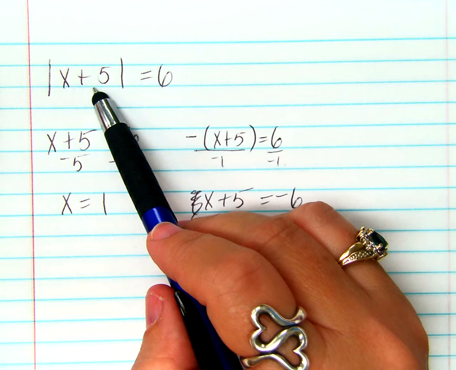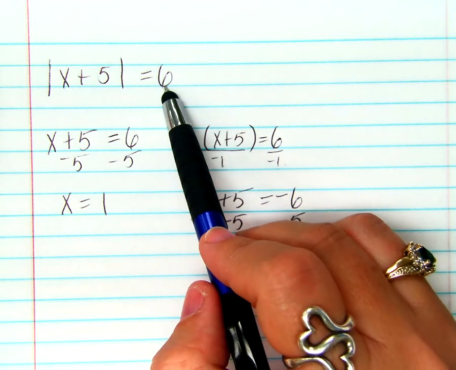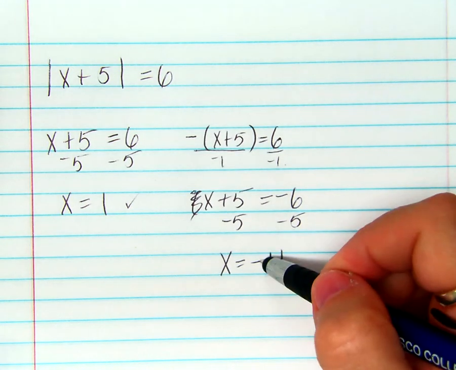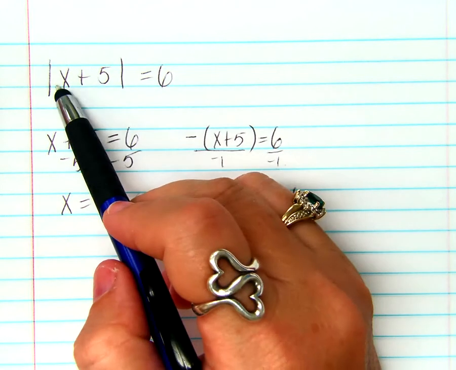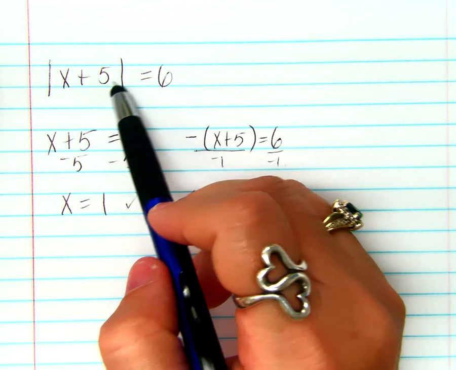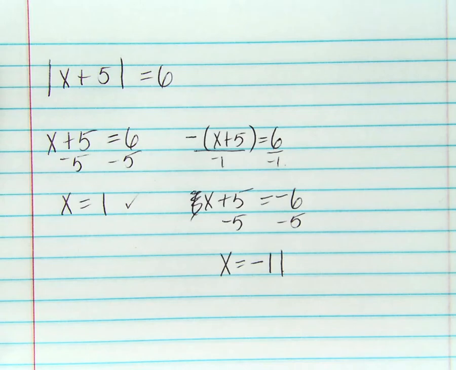Absolute value of 6? 6, does 6 equal 6? Yes, so this one works. That one's good, okay? If x is -11, -11 plus 5, -6, what's the absolute value of -6? Does 6 equal 6? This one also works.